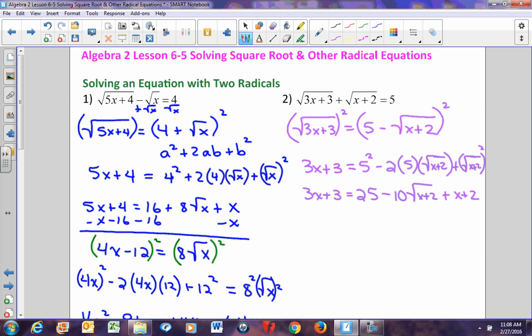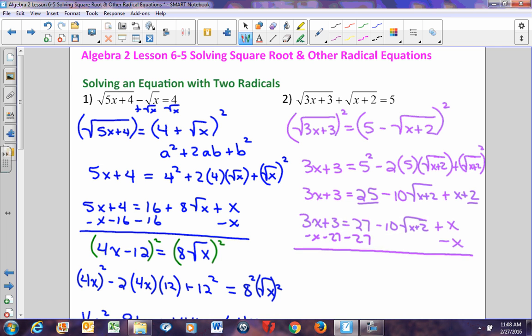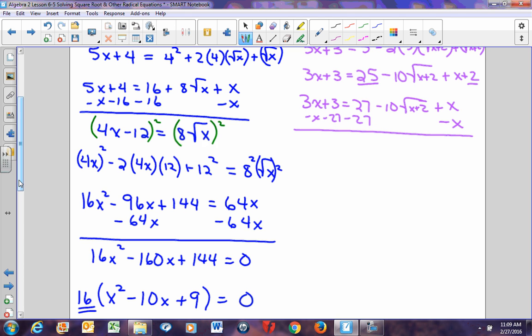Okay, so now let's simplify this as much as we can. We're going to have 3x plus 3 equals 25 and 2 is 27, 27 minus 10 square root of x plus 2 plus x. So we need to get rid of the 27 and the x. We can't get rid of the 10 square root of x plus 2 because we still have a radical. So subtract the x, subtract the 27, and we will end up with 2x minus 24 equals negative 10 square root of x plus 2.